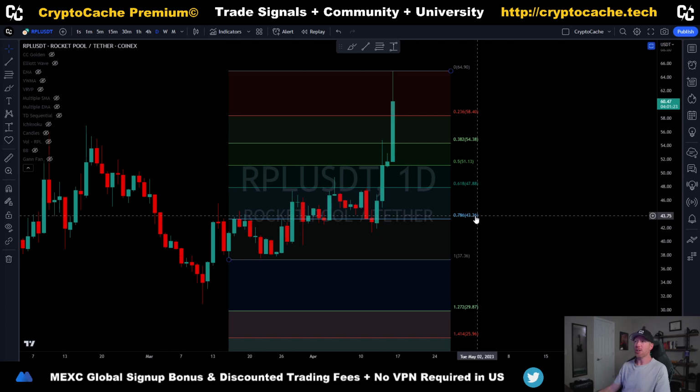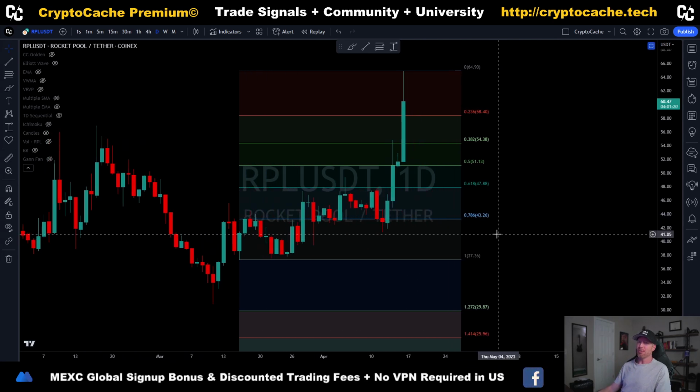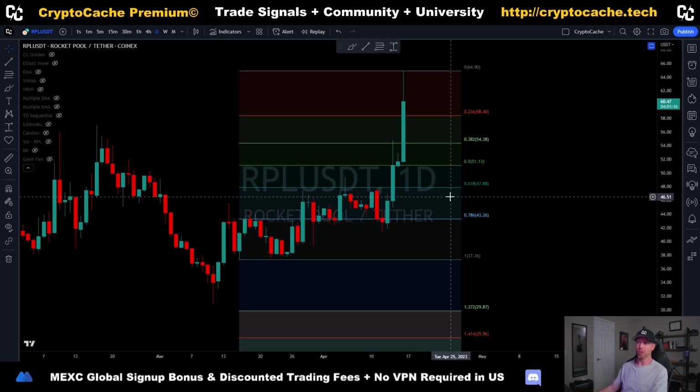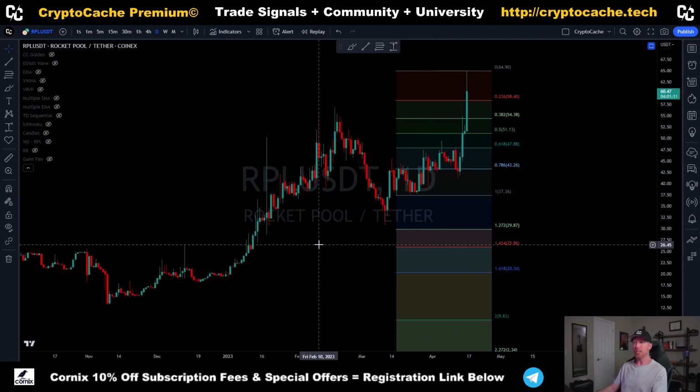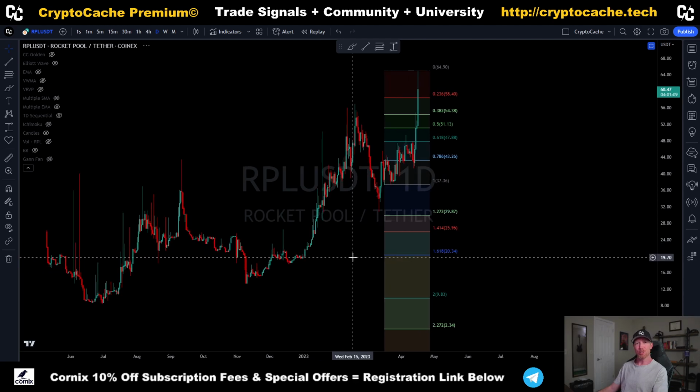We're taking a quick look here at RPL Rocket Pool, not to be confused with Ripple XRP, definitely a different coin. But this one's taken off here. We're looking good. I mean, it's cool that the name has rocket in it and it's kind of taken off. So I'm definitely going to use that as an emoji on my image for the YouTube video.